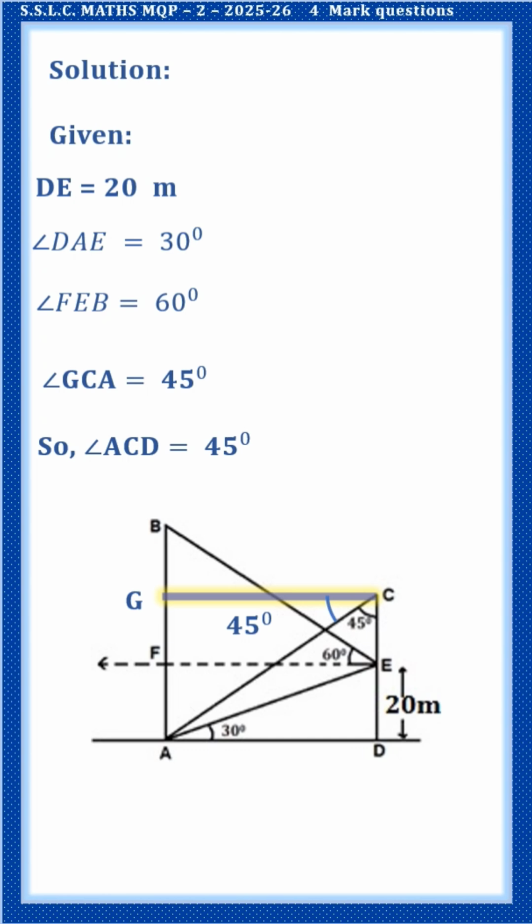Since GC and CD are perpendicular to each other, you have to find out what: AD, the distance between the tower and the building; AB, the height of the tower; CD, the height of the building; and AC, the distance between the foot of the tower and the top of the building.